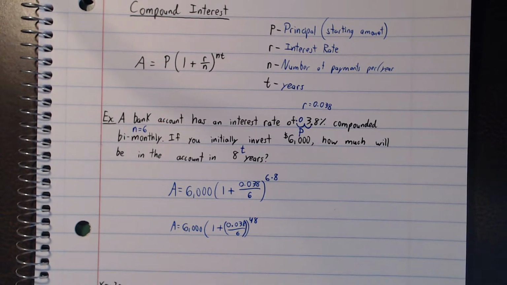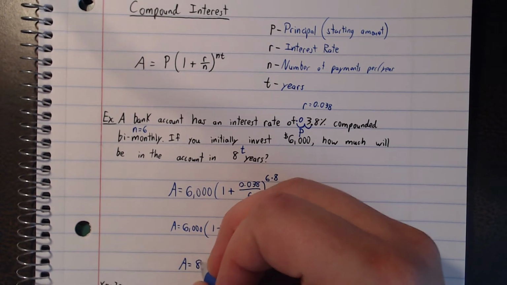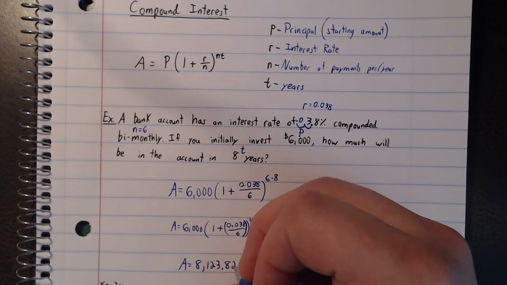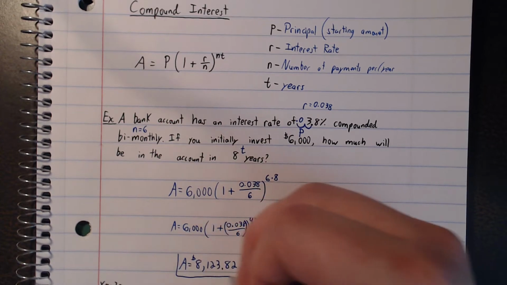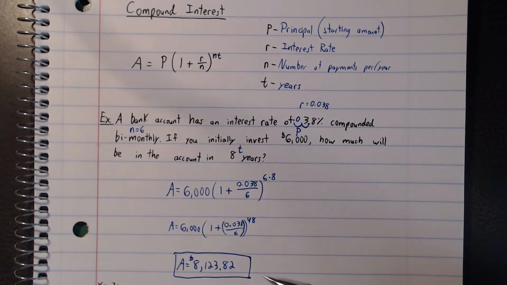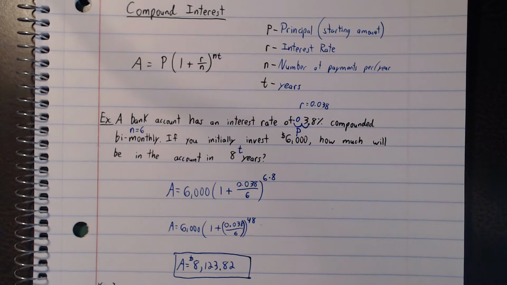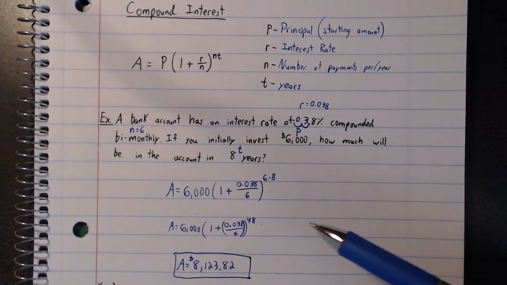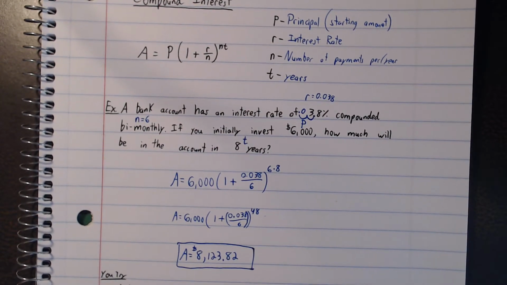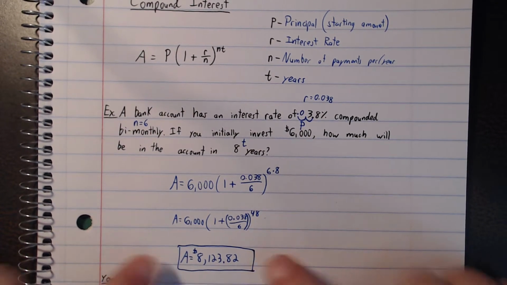I've already calculated that, and what I'm coming up with is 8,123.82. So again, getting this, not really difficult. You go through, you label each piece, plug them in. Just make sure that you type this into the calculator or whatever calculating function you're using. If it's an app on your phone or whatever, just be careful with this. This is what we were hoping to get.